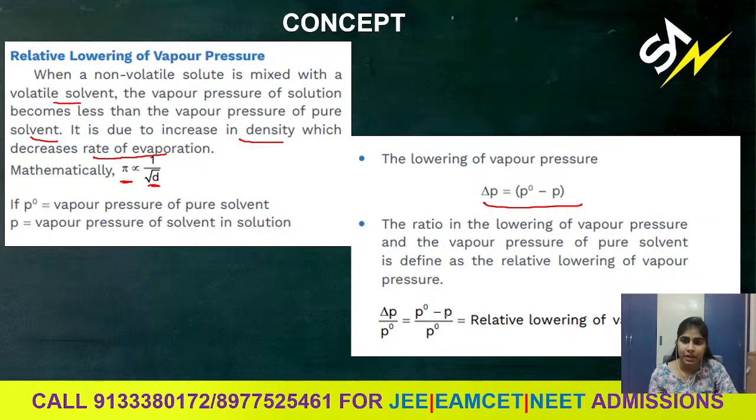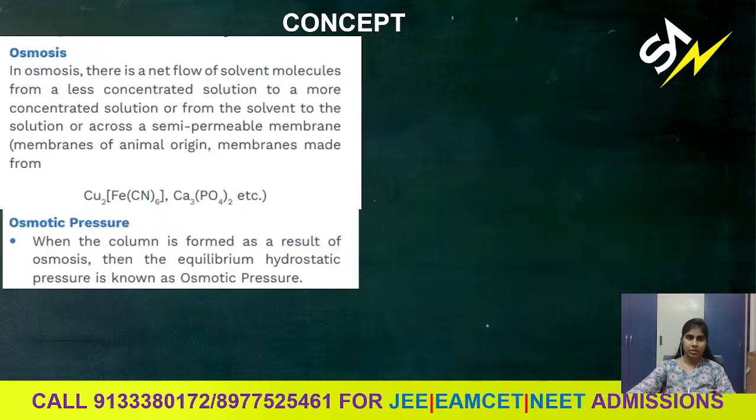That is (P0 minus P) by P0. We are relating it to the vapor pressure of the pure solvent. That shows the relative lowering, how much the vapor pressure is decreased. That is given by relative lowering of vapor pressure. This is the formula which we get for relative lowering of vapor pressure. This is one of the important colligative properties.